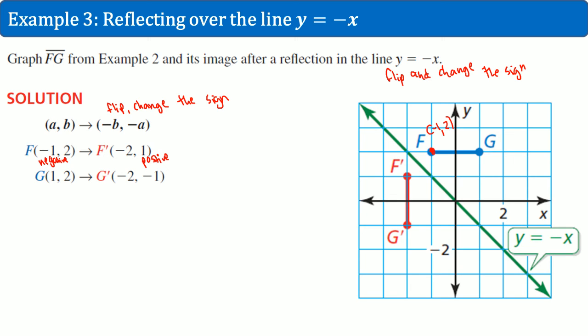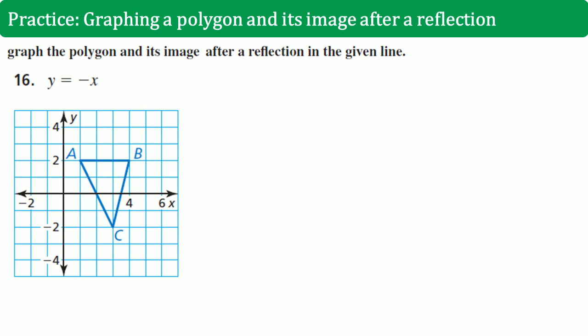Let's see if it makes sense here for G. G originally was 1 comma 2. So G prime would flip it, 2 comma 1, and we change the sign. They were all positive, so now they're all negatives. And that is valid here. Okay. Let's try it here. Try your best. Let me help you out.